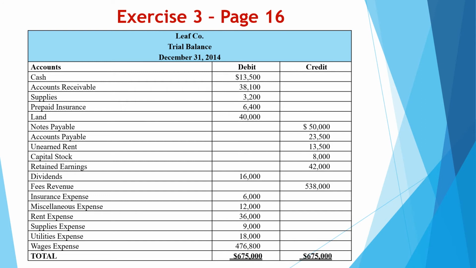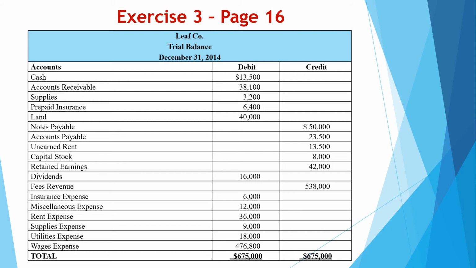Now let's list the accounts with their balances. We start with assets. We have cash, accounts receivable, supplies, prepaid insurance, and land. These are the assets. We start with them, and we put their balances in the debit since assets have a debit normal balance. Then we continue with liabilities. We have notes payable, accounts payable, and unearned rent. Their balances should be stated in the credit column since the liabilities have a credit normal balance.